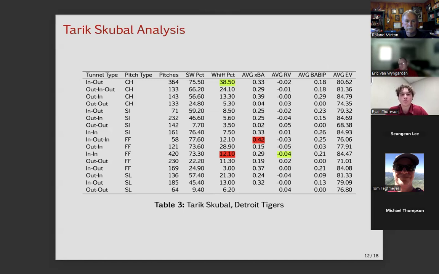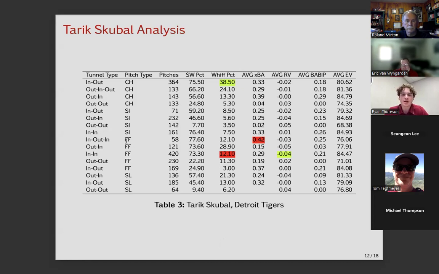So we can see Tarik Skubal, one of his best off-speed pitches is his changeup. And we can see that no matter where the pitch broke, it's getting over a 75% swing rate and then almost a 40% whiff rate, which is just astronomical. He's also getting a very low BABIP on this and a pretty low average exit velocity. And I'm believing that if a ball is hit hard, it'll be into the ground in this instance.